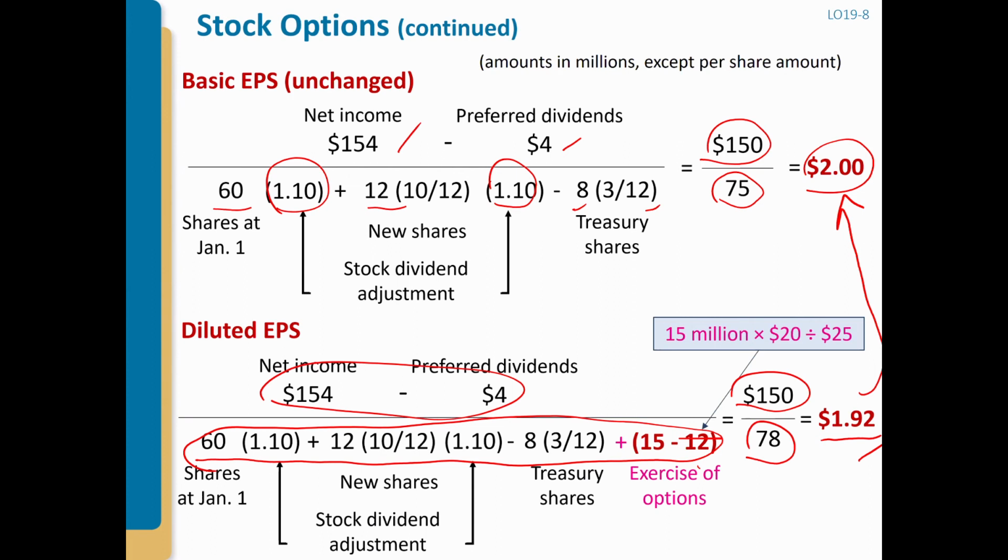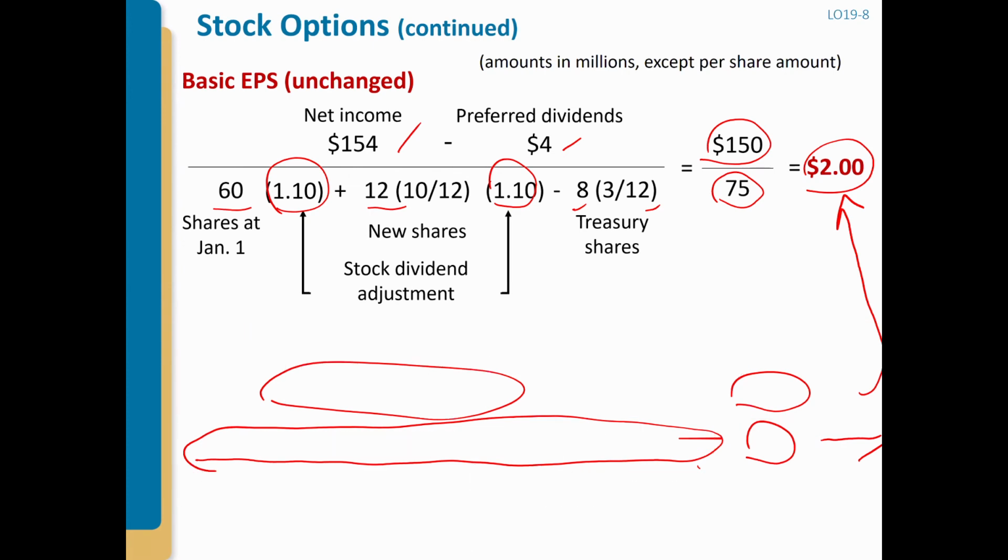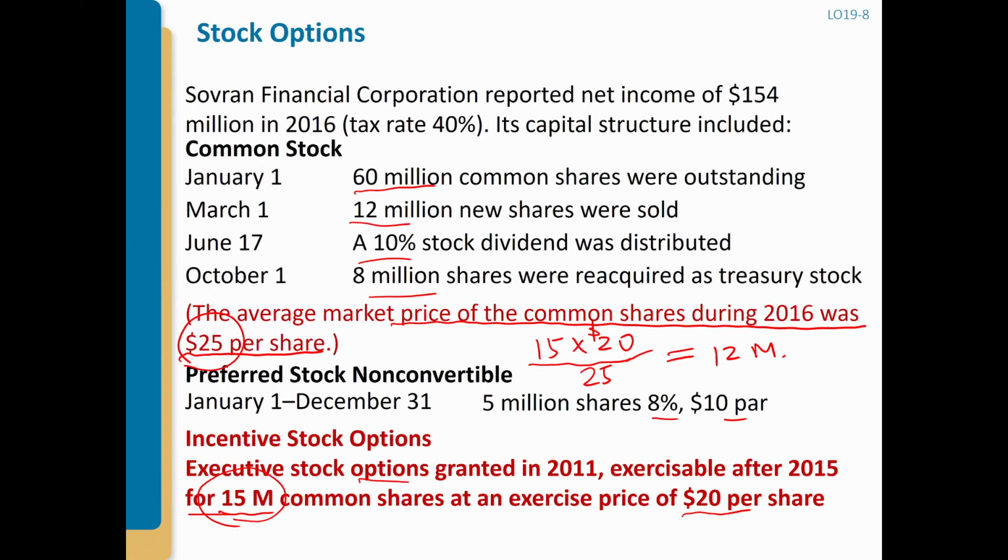Any question at this moment? I don't totally understand why we're dividing by $25 per share. Why are we dividing by the average stock price? I didn't understand that part.